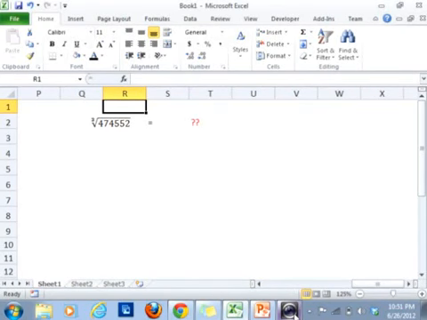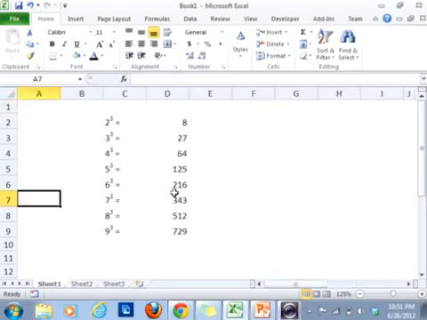Hi everyone, in this tutorial I will show you how to get the cube root of a large number without using a calculator. For example, I have 474552 and I want to get the cube root of this number. Before going further, we first have to look at the table for cubes of numbers from 2 to 9.